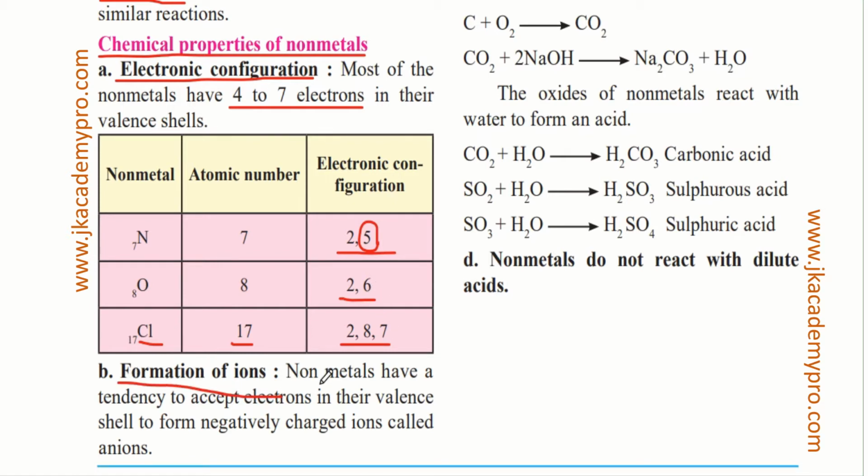Formation of ions. Non-metals have a tendency to accept electrons in their valence shell to form negatively charged ions called anions. So if you remember, metals usually gave up their electrons. And therefore, because electrons were lost, the negative charge was lost and the ions became positively charged, that is cations. But in case of non-metals, they accept electrons from outside. So because they are accepting electrons, in other words, they will accept the negative charge of the electrons also. And it will become negatively charged completely. So the negatively charged ions are called anions.